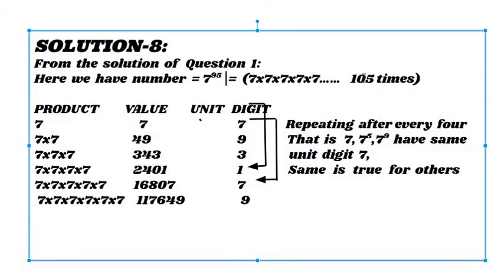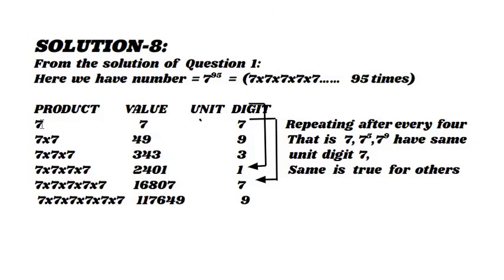Now it can be written as 7 into 7 into 7, 95 times. Now see here, if we multiply 7 with itself one time, that is 7 only, the value is 7 and unit digit is 7. If we multiply it two times, that is 7 square or 7 into 7, the result is 49 and the unit digit is 9. 7 cube similarly is 343 with unit digit 3. 7 raised to the power 4 is 2401 with unit digit 1.